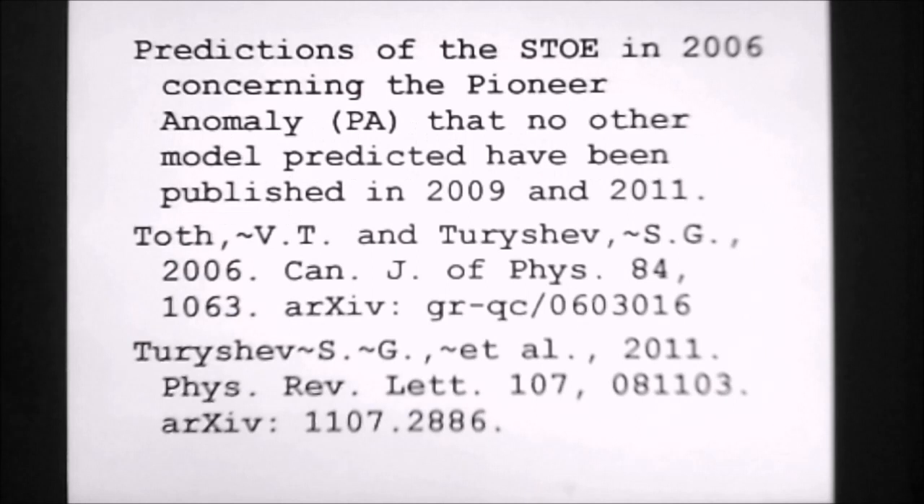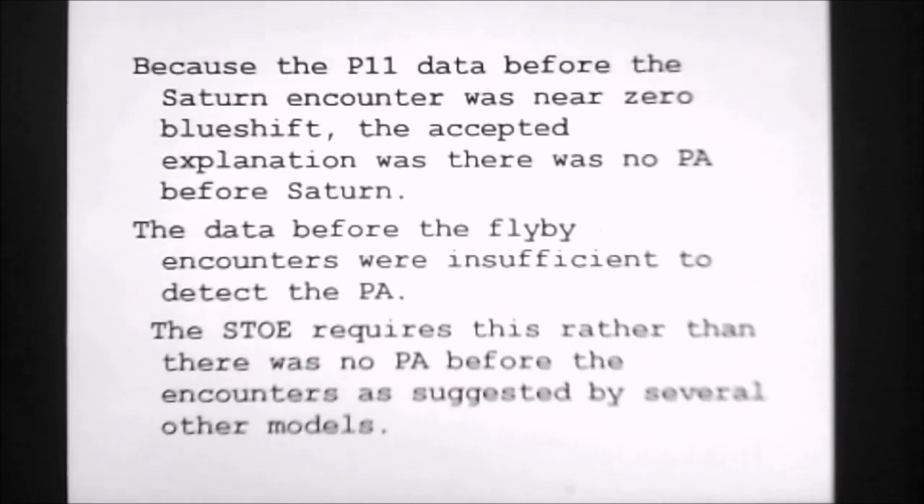Predictions of the STOE in 2006 concerning the Pioneer anomaly that no other model predicted have been published later in 2009 and 2011, and these are the two papers it was published in. Because the Pioneer 11 data before the Saturn encounter was near zero, the accepted explanation was there was no Pioneer anomaly before Saturn. The data before the flyby encounters were insufficient to detect the Pioneer anomaly. That's what the paper showed. The STOE requires that to be the case rather than that there was no Pioneer anomaly before the Saturn encounter.